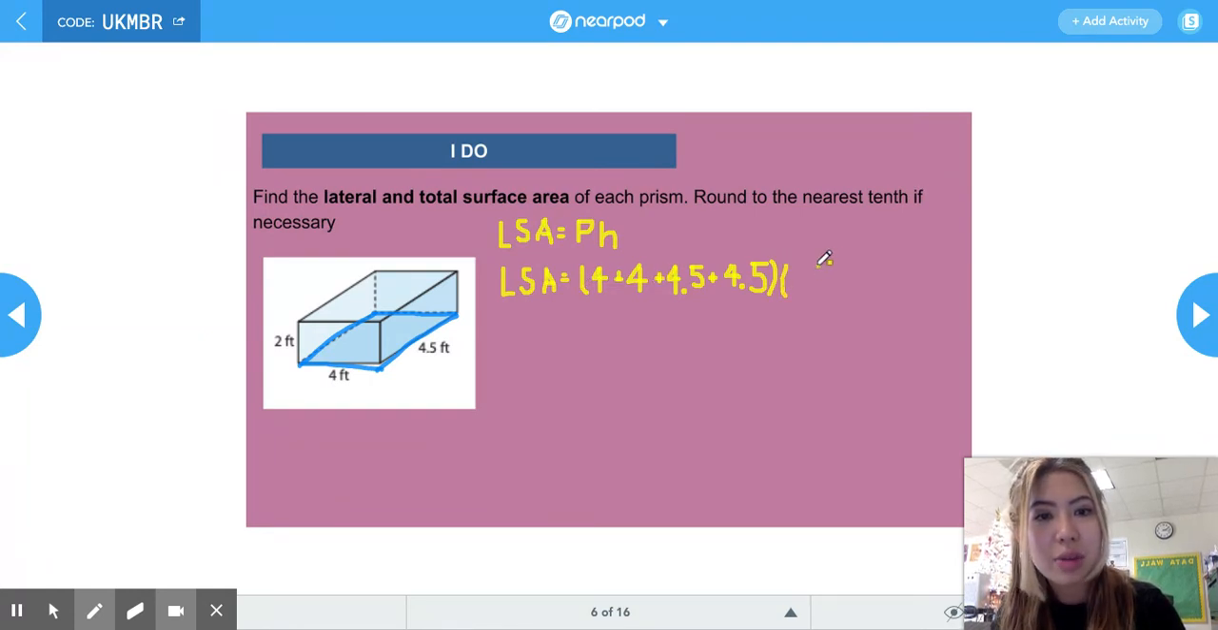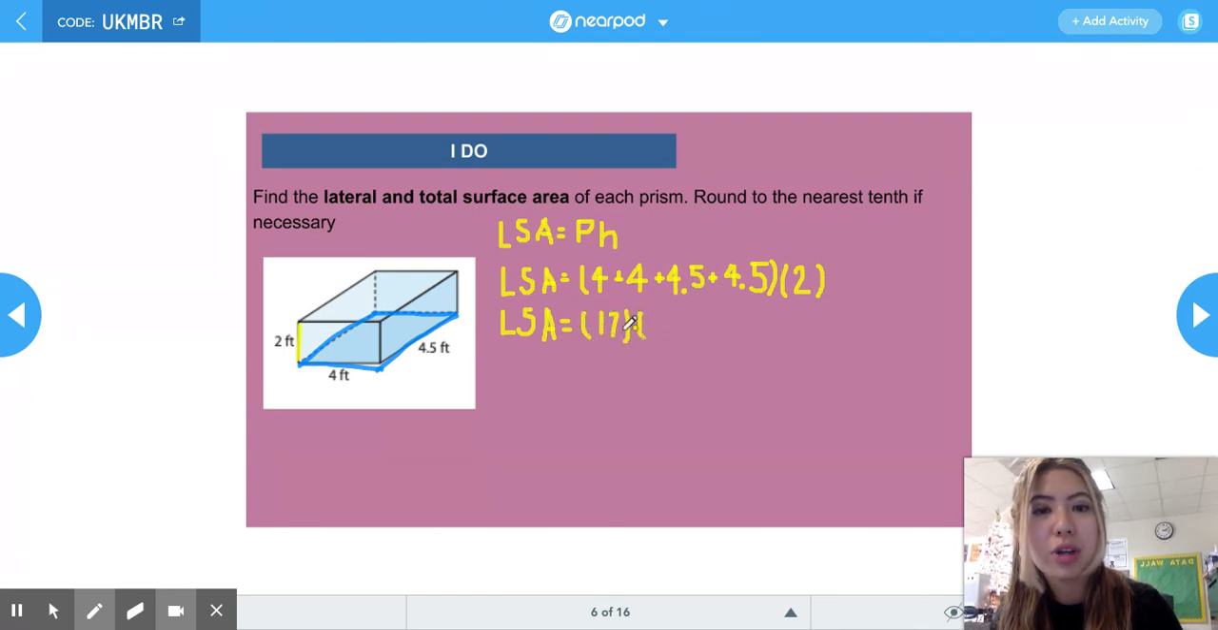And then I have to multiply the sum of all these numbers by the height of the rectangular prism. In this case, it's this 2 feet. So according to order of operations, or PEMDAS, we have to do whatever is in the parentheses first. So 4 plus 4 plus 4.5 plus 4.5 is 17.